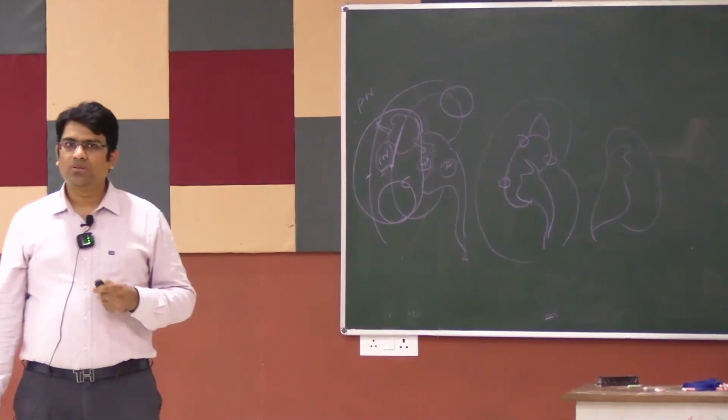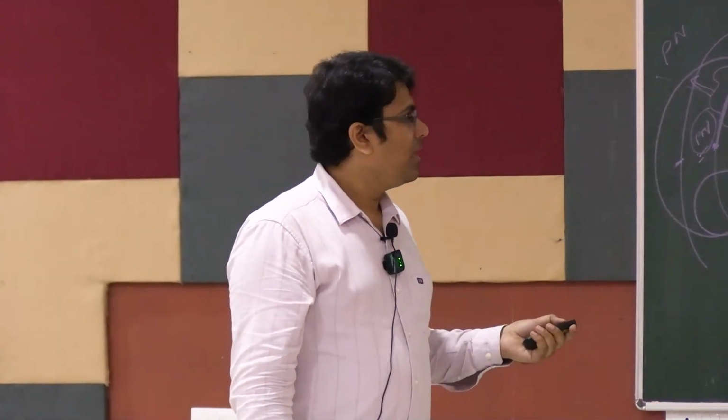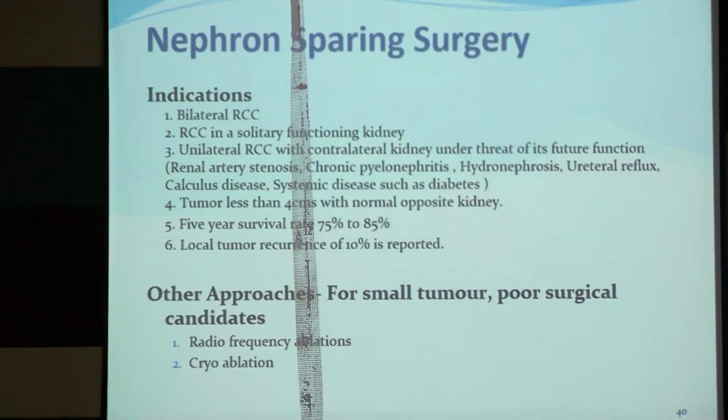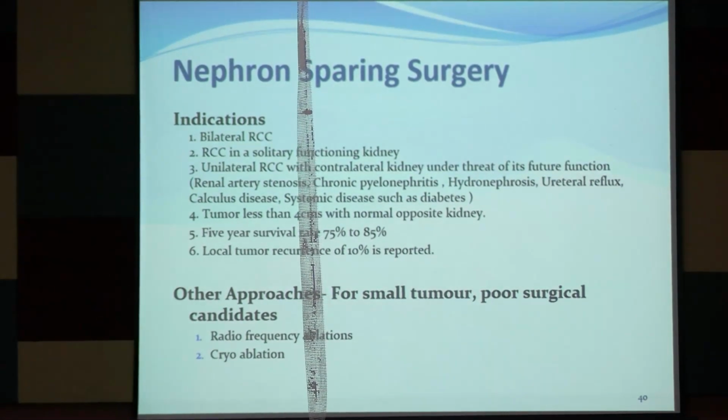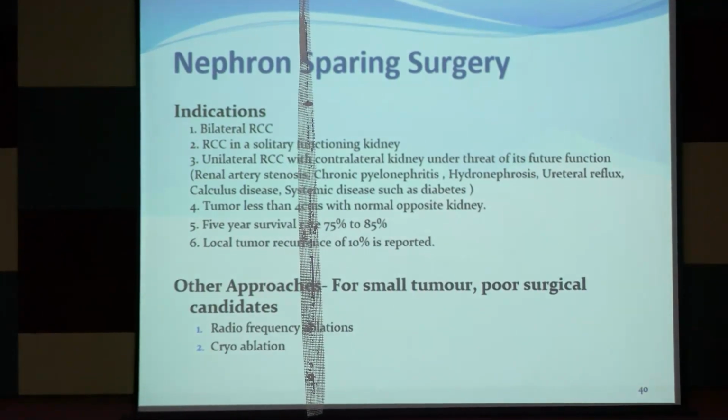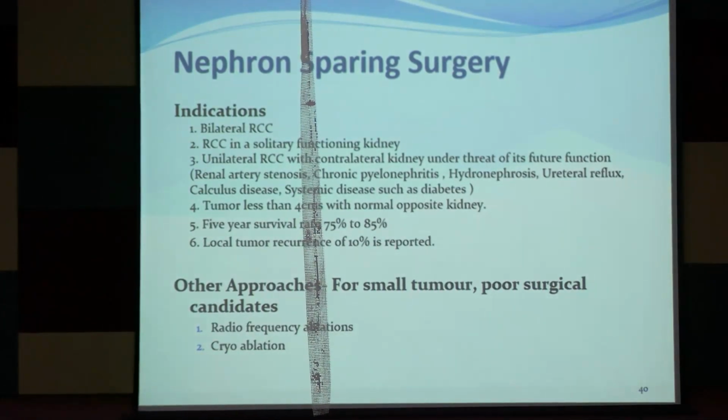So it is technically demanding, but we have to do it. Second important thing is, suppose one kidney was already taken out for some reason. The patient is having only one kidney, and that develops a tumor. Again, what are you going to do? Try to do a nephron sparing surgery, try to preserve whatever kidney is left behind.